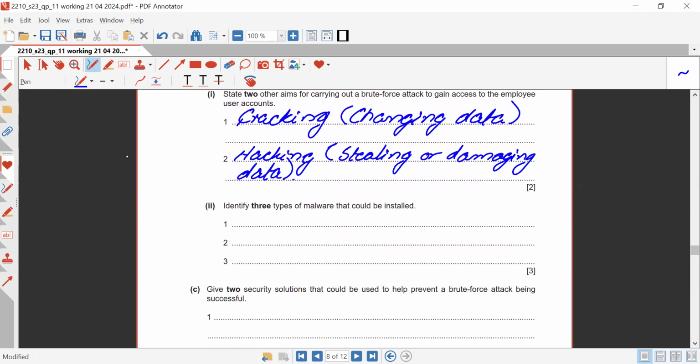Now they are saying identify three types of malware that could be installed. What three types of malware could be installed once you are in? So you may write down spyware.